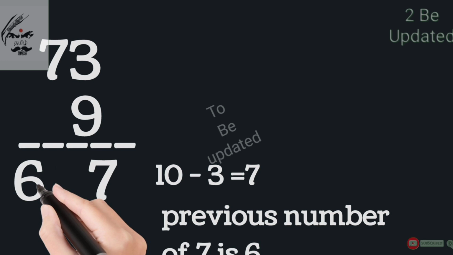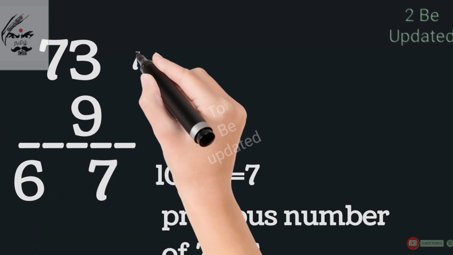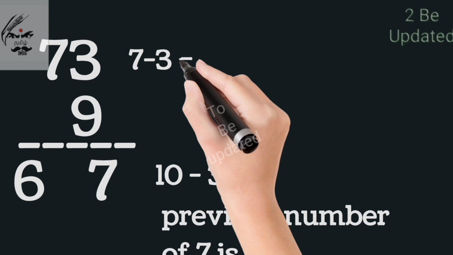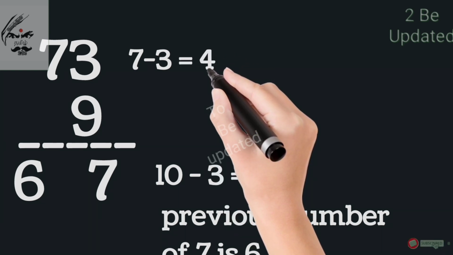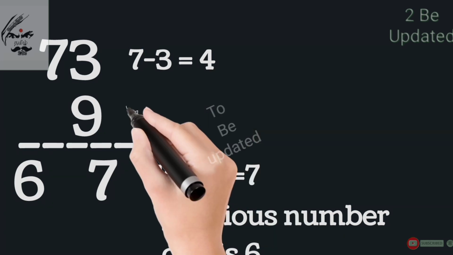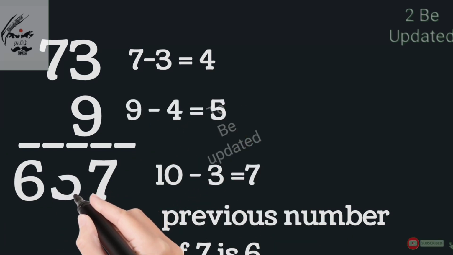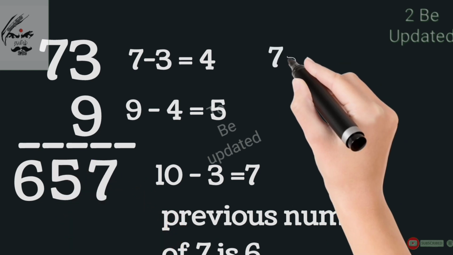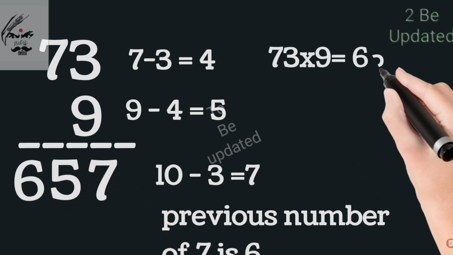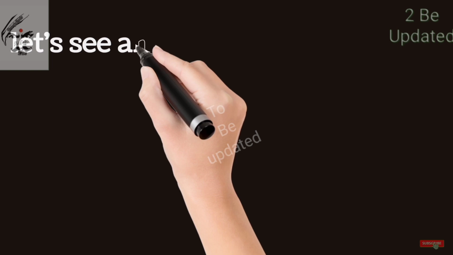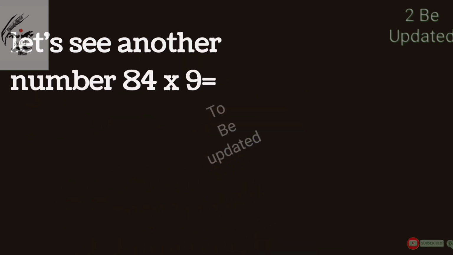What is the number that we are going to display between the 6 and 7? Observe well, we are given the number 73, no? So we are going to subtract these two numbers. 7 minus 3 equals 4. We got the 4. That number we are going to subtract from 9. So 9 minus 4 is 5. So in between 6 and 7 we are going to display this 5. So now 73 nines are 657. Do you understand? No problem. Let us see another example.